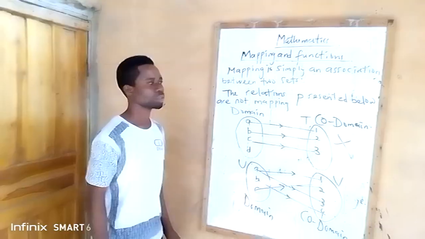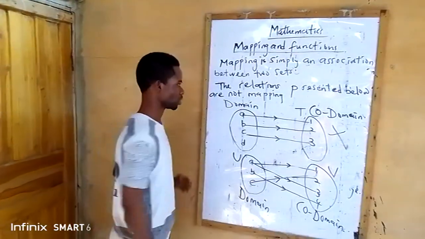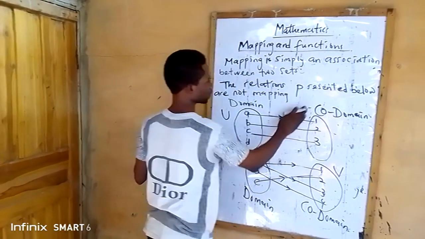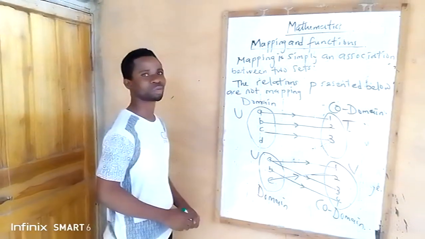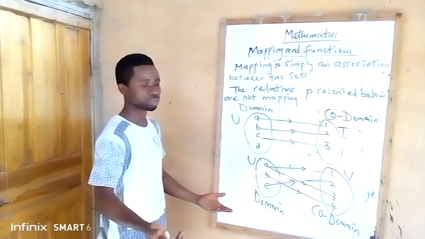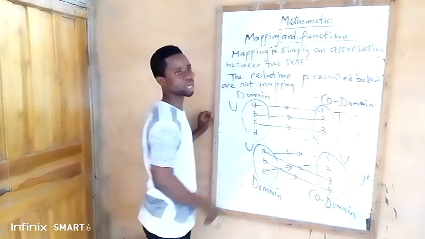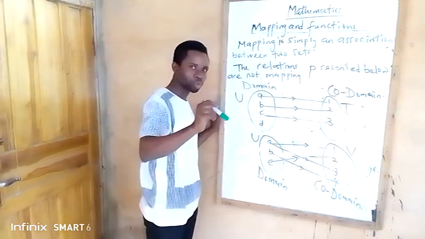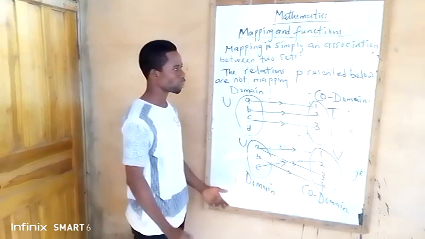If you look at the two diagrams here, the relations here are U and T. These two relations are not mapping, they are not function diagrams. Why? If you see a mapping and function diagram like this, and any element in the domain is left out, it shows that it's no more a mapping and function diagram. Look at this one, D is left out. So it's no more a mapping and function diagram.